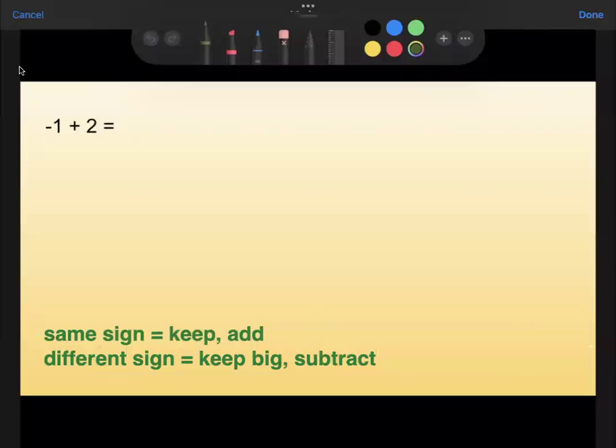Okay, so here is our first one. We have -1 plus 2. Right away, you can see we have different signs, so we're going to have to use the different sign rules. That means we're going to keep the sign of the bigger number and then subtract the numbers. Between 1 and 2, 2 is bigger than 1 and 2 is positive. So our answer is going to be positive. We can put a little plus there just to remind ourselves, or you can just leave it blank and know that my answer is going to be positive. That's totally fine. Now we have to subtract the numbers. So we need to do 2 minus 1, which is equal to 1. So our answer here is +1, or we could just say 1.